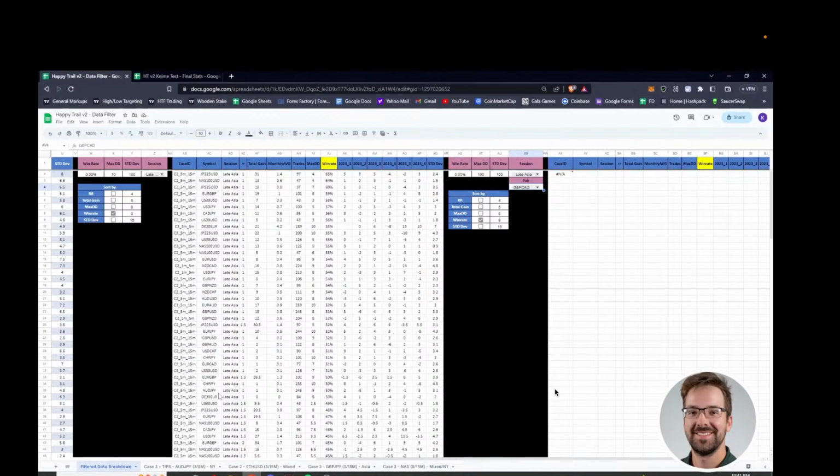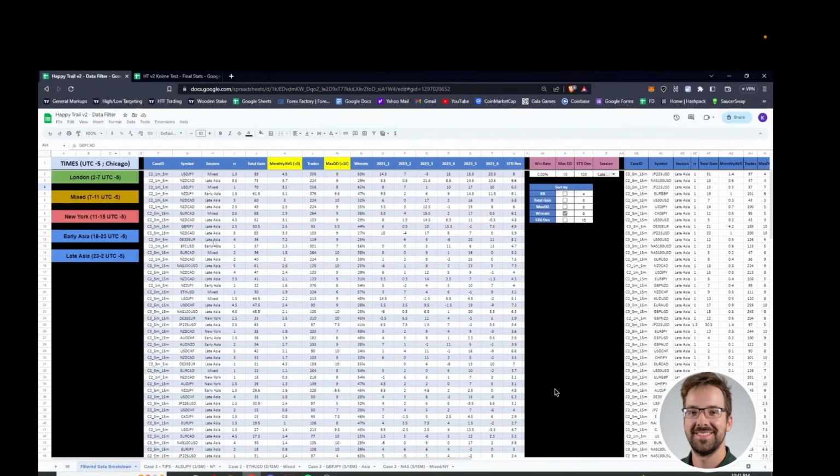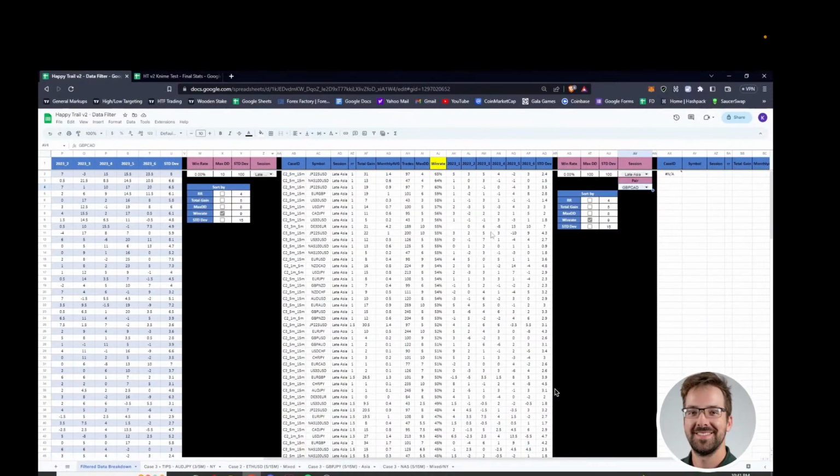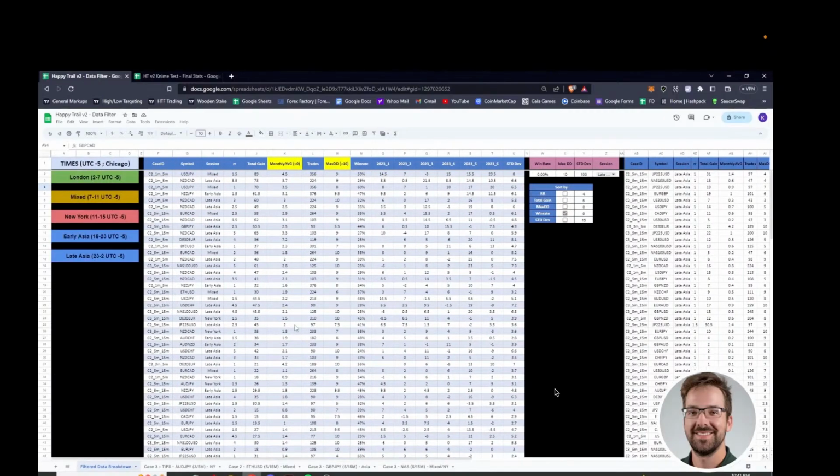So that breaks down the Happy Trail V2 data filtering. As you can see here, you'll be able to make a copy. That way you can change all of these filters to see what specific pair, what session you want to be looking at, and then go out and go test and have fun.